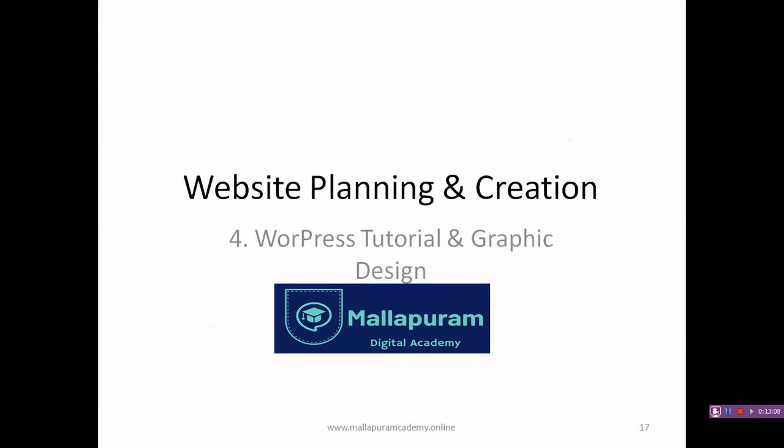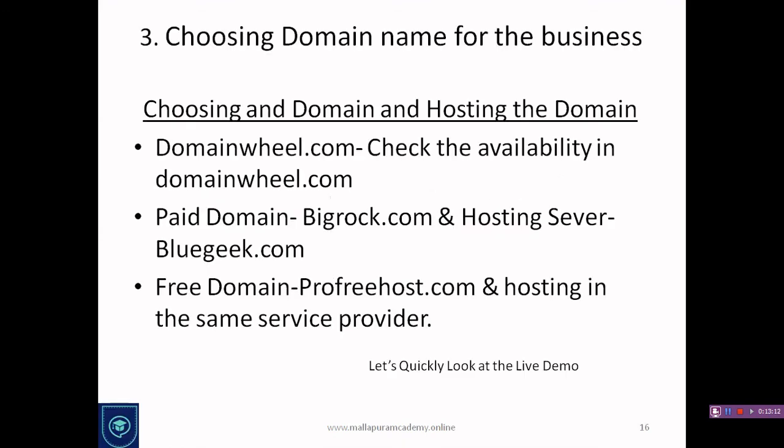But before that, we will be looking at graphic design. For this particular point, let's close this lesson, choosing a domain name for the business. I hope any questions that you have, you can always write back. To check the availability, if you are going for the paid version, you can go with domainwheel.com, check for the pricing there, or you can go to bigrock.com and the hosting servers, that is bluejig.com. In all these platforms you can check for the availability as well as buy the hosting.